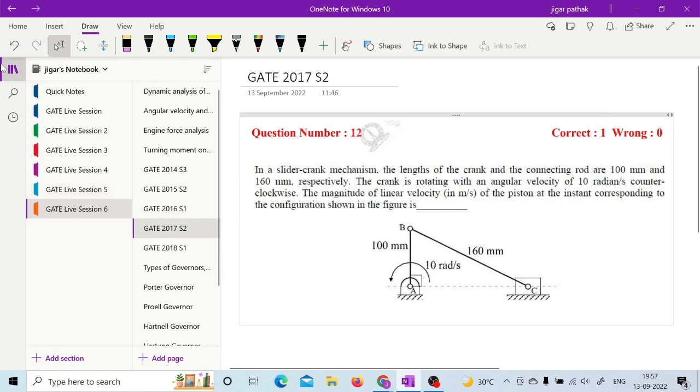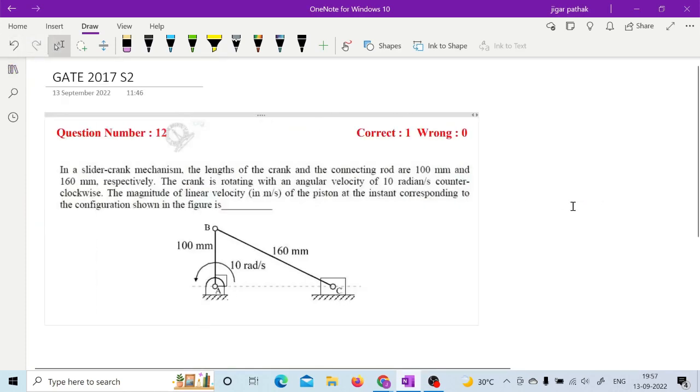The next is from GATE 2017, session 2. In that, what they have asked is, in a slider crank mechanism, the lengths of the crank and the connecting rod are 100 mm and 160 mm respectively. The crank is rotating with an angular velocity of 10 radians per second, counterclockwise. Now the magnitude of linear velocity of the piston at the instant corresponding to the configuration shown in the figure. So velocity you remember, right? We have derived that equation for velocity. You can use it.